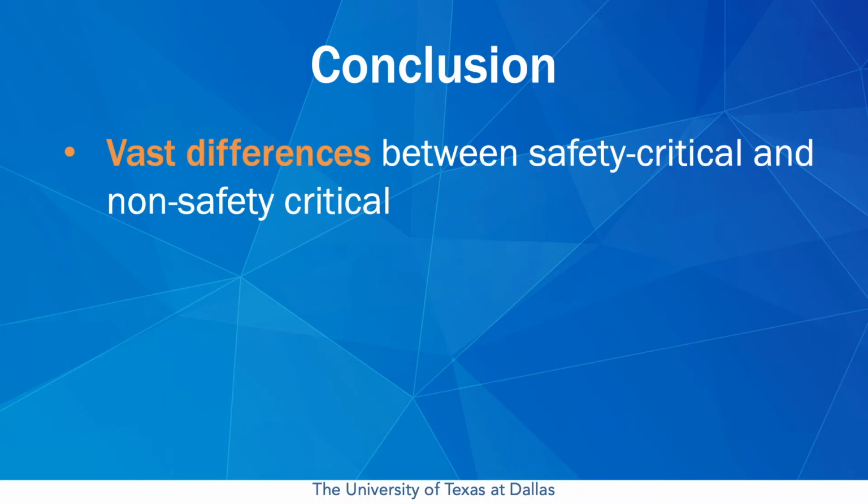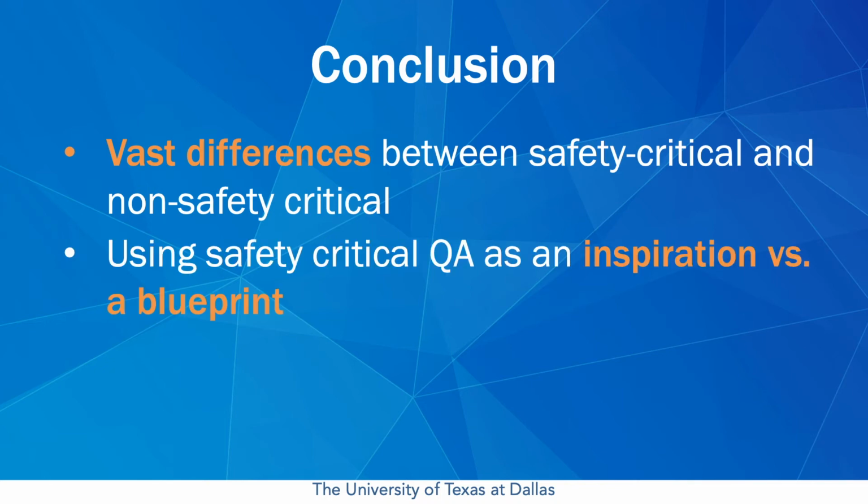So in conclusion, the differences between safety-critical development and non-safety-critical development are vast and varied, and this makes it difficult to apply the QA methodologies of one onto the other. However, if non-safety critical development incorporates some aspects of safety critical development, such as the use of metrics to prioritize different risks, perhaps this could lead to a better trend in software development overall.